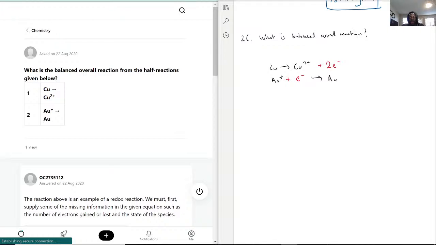So now we can see, based on the copper and gold, how many electrons each lost and gained. But we want the net electron change to be 0, okay? So to make sure these two cancel out properly, we need to double everything on the gold side, allowing the electrons to cancel out.